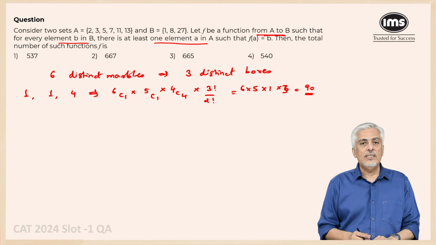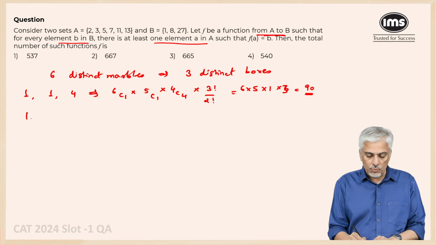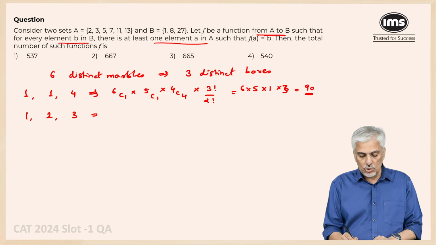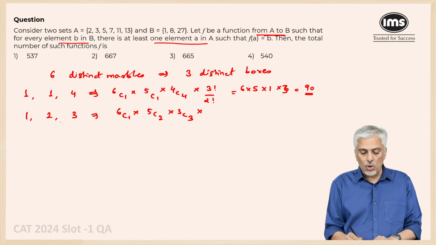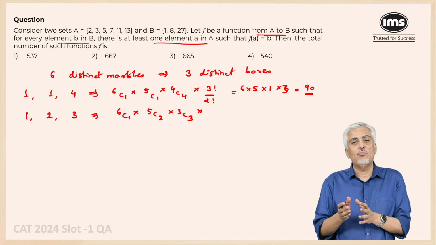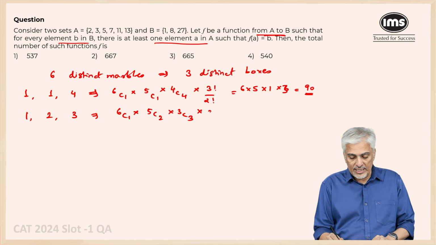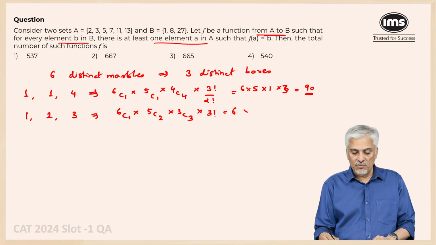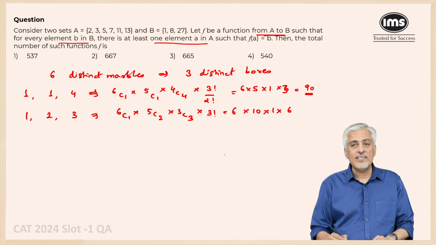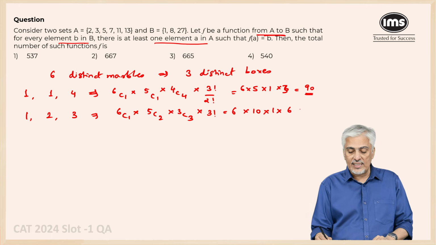1, 1, 4. Now the other way I can do is I could still have 1 over here, 2 over here, and 3 over here. So it will be 6C1 into 5C2 into 3C3 into 3 factorial, as the number of balls in all 3 boxes are distinct. So the arrangement will be 3 factorial ways. 6C1 is 6, 5C2 is 10, into 1, into 6 ways. So that will be 360 ways.